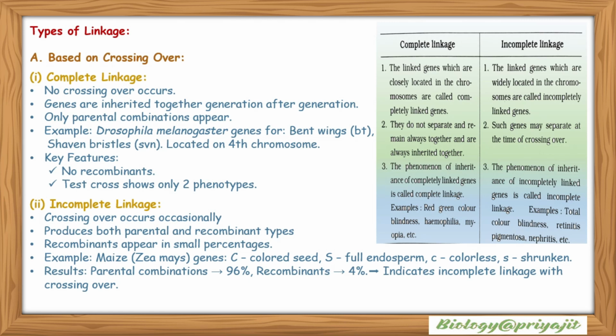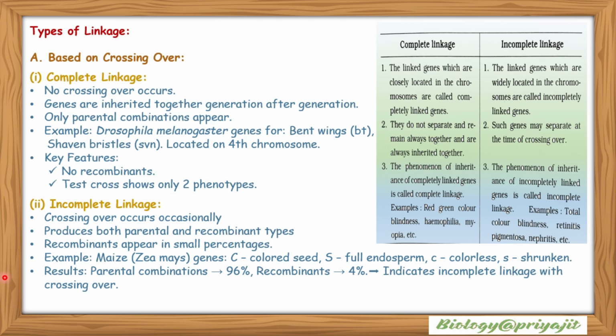Types of linkage based on the crossing over event. Complete linkage: here no crossing over occurs and genes are inherited together generation after generation. Only parental combinations appear. Example, Drosophila melanogaster genes for bent wings or BT, and seven bristles or SVN, which are located on chromosome 4. Key features of complete linkage include no recombination, and the test cross shows only two phenotypes.